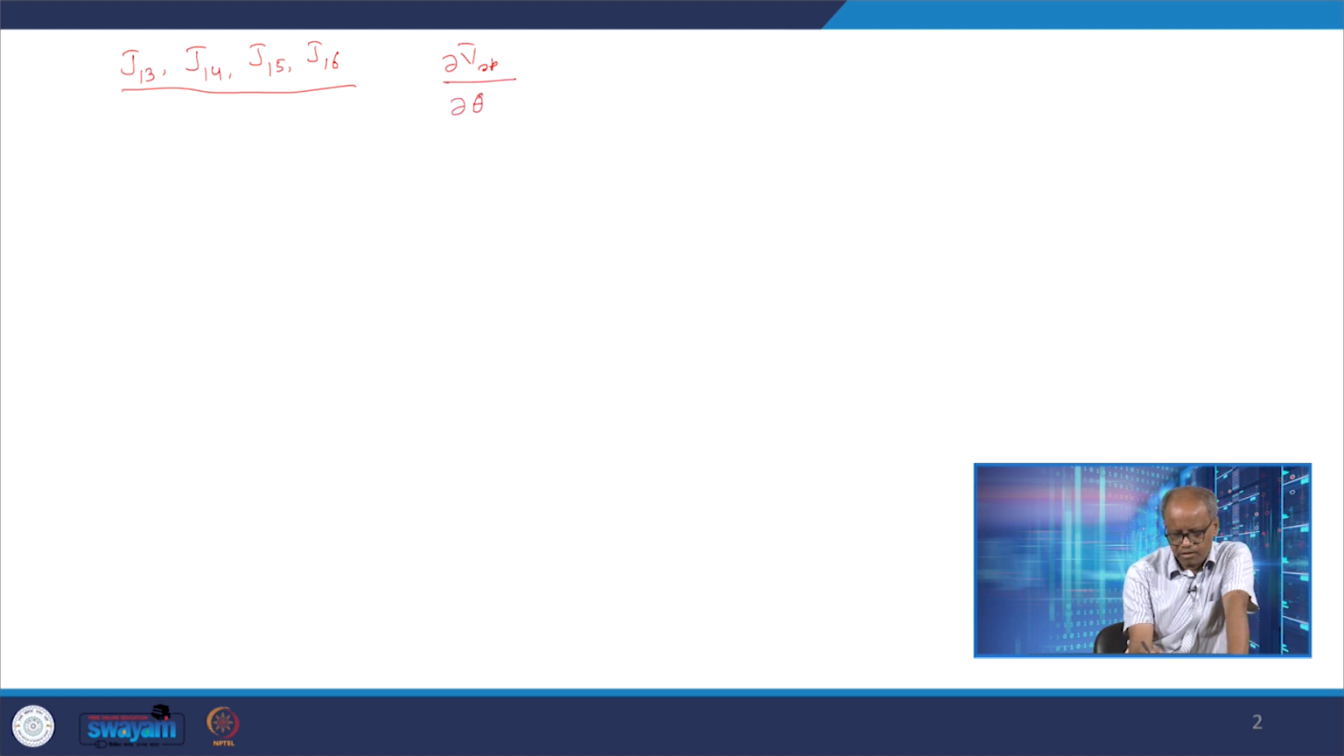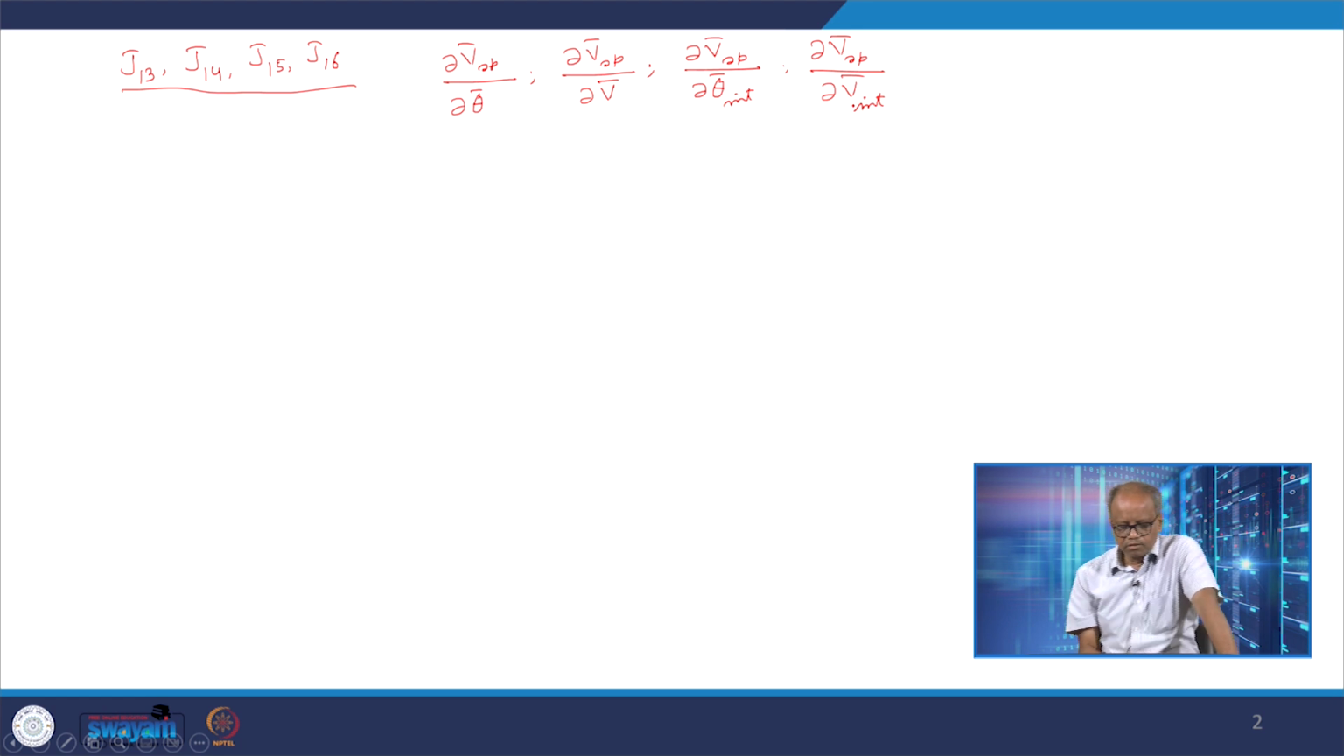These Jacobian matrices are nothing but del V specified by del theta, del V specified by del V, del V specified by del theta internal, and del V specified by del V internal. Now, we have already looked into the elements of the vectors theta internal and V internal many times, so we are not going to repeat them, but let us look at this array V specified.